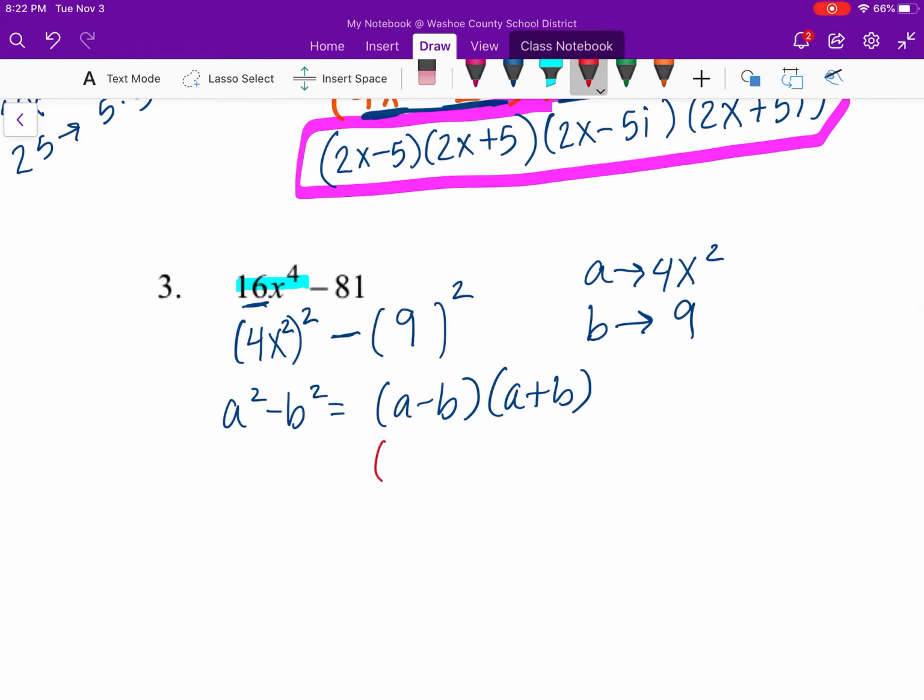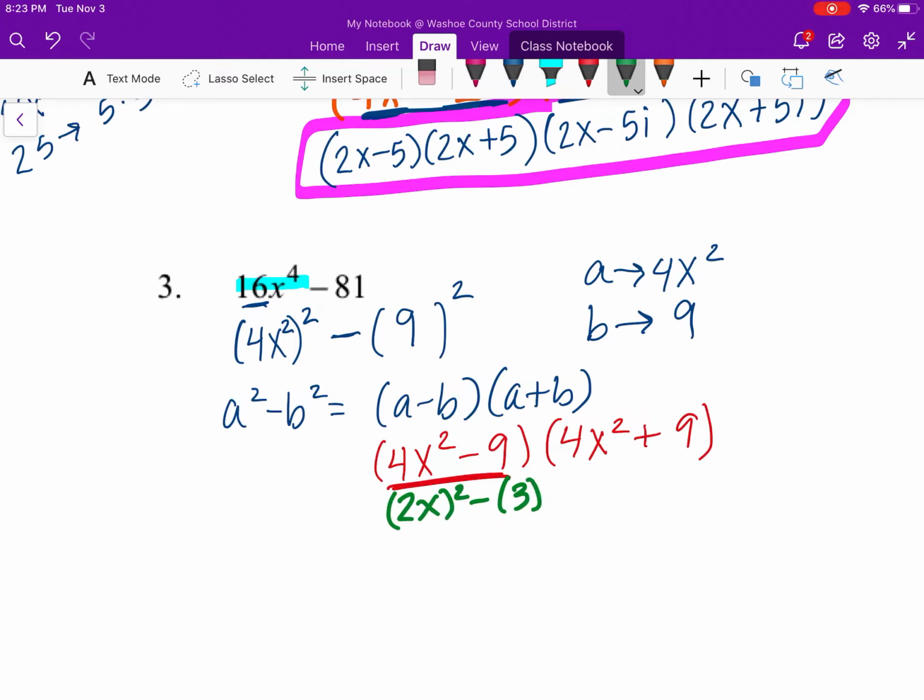Okay, so I know what my A and B are. I'm going to substitute those in. A minus B became 4x squared minus 9. And then 4x squared plus 9. And I run into the same situation where my first factor can actually be factored out a little bit more. This is a difference of squares again. So if I were to break this up, this would be 2x being squared minus 3 being squared. Okay, so when I factor this a little bit further, I'm going to follow the same formula. 2x minus 3.